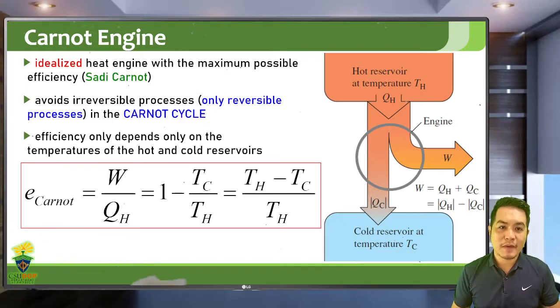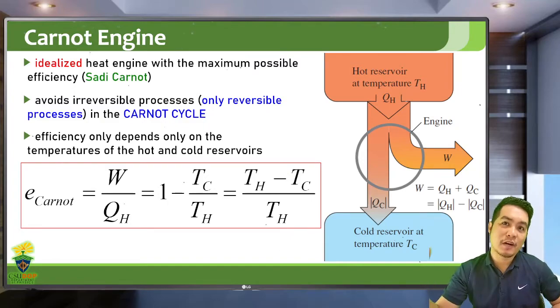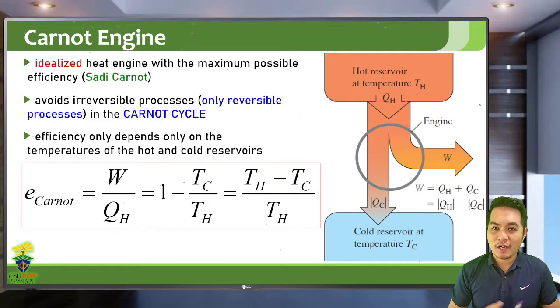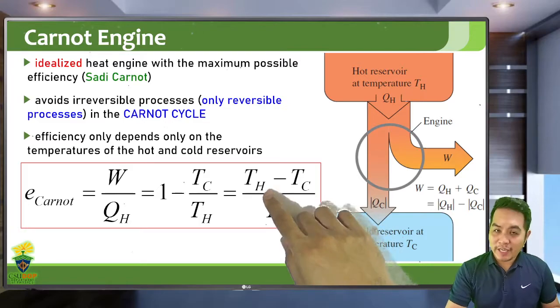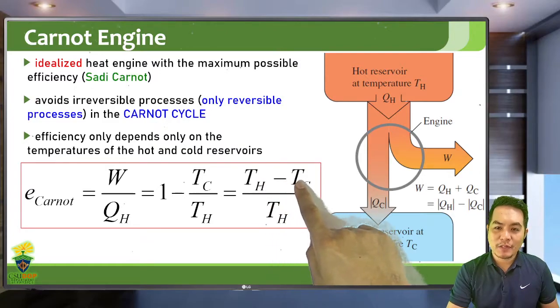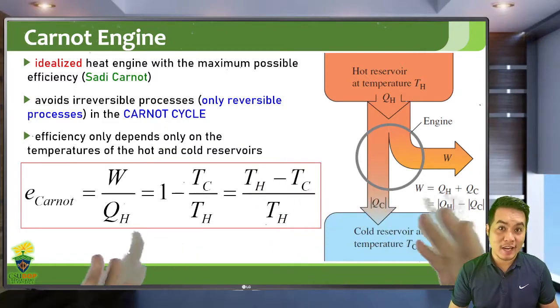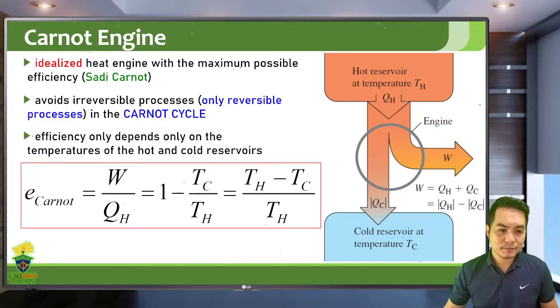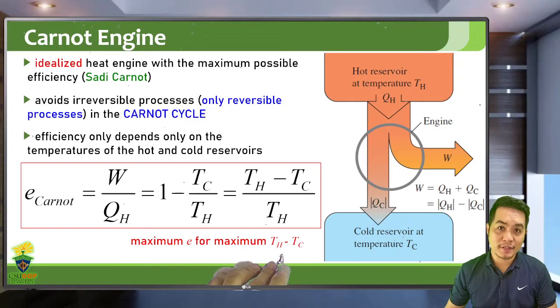It is the maximum possible. A Carnot engine, again, is a heat engine with the maximum possible efficiency. So basically this is our guide on how to make a real engine. If you want to make a real engine, you can follow the advice of Carnot, in which you make the temperature difference between the hot and the cold regions as large as possible. Okay, so maximum efficiency for maximum temperature difference of the reservoirs.